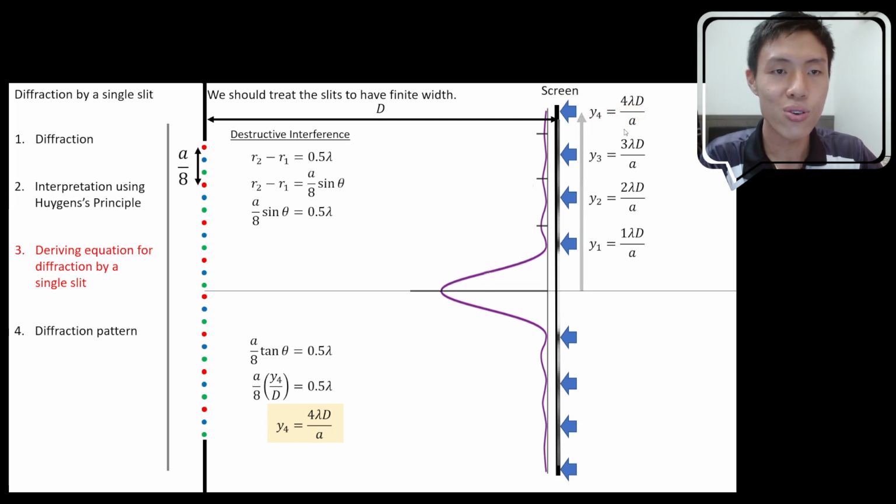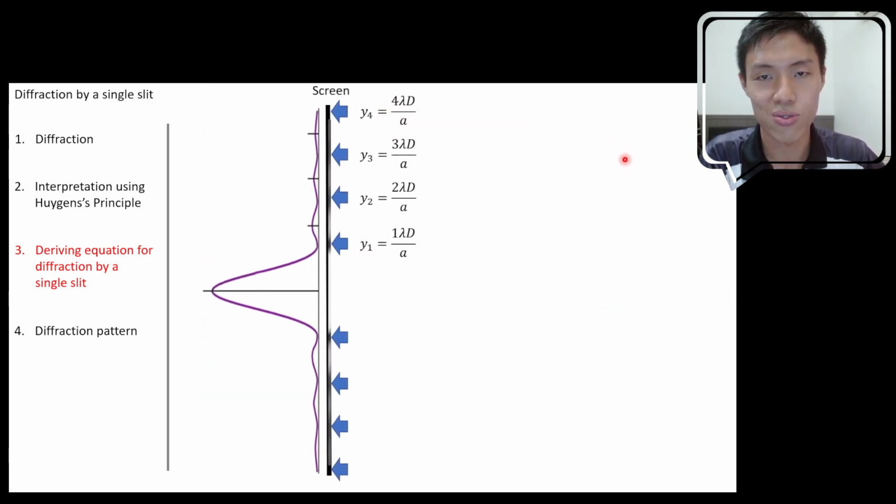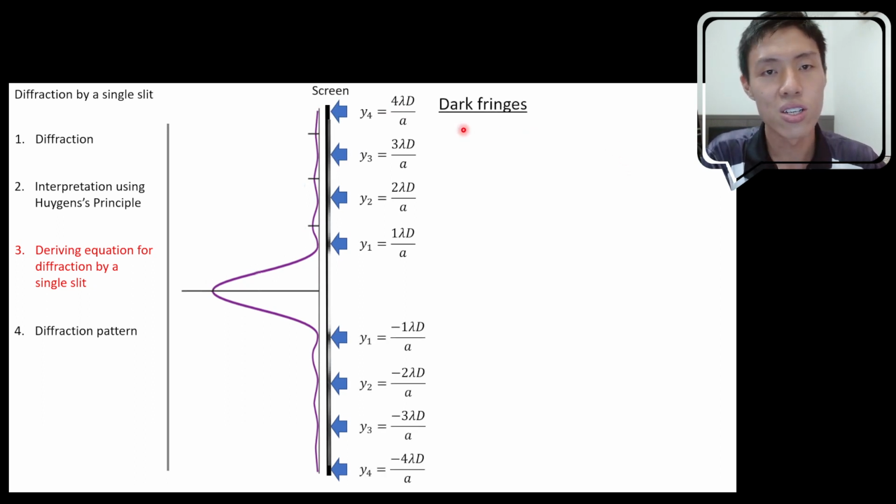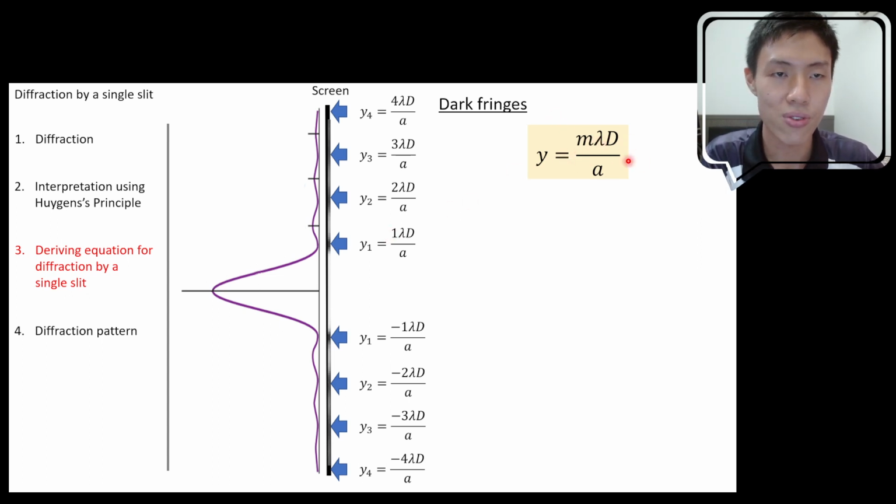Okay, so I believe it's a clear trend that you can observe over here. So I'm going to generalize it into an equation. So for dark fringes, we can generalize it to become y is equal to m lambda d/a. Okay, so you can see that this was the equation for constructive interference in interference. But right now for diffraction, it becomes the dark fringe equation. Last time m lambda d/d was for bright, but now m lambda d/a is for dark.